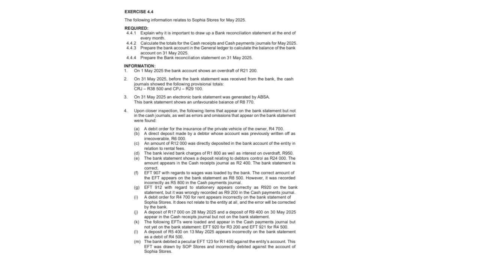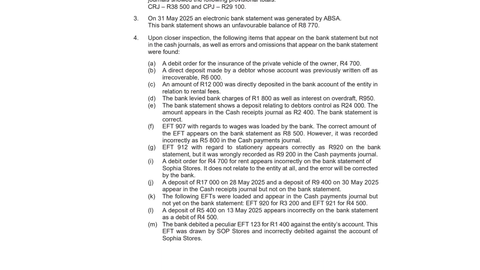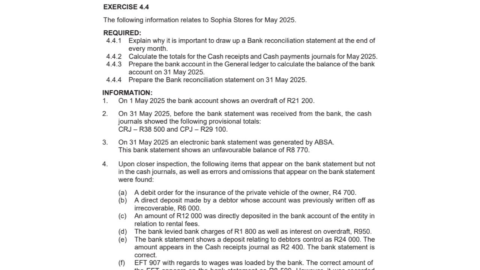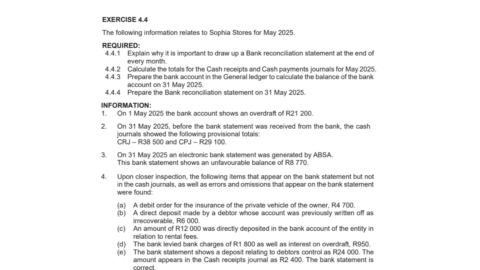Exercise 4.4. The following information relates to Sophia Stores for May 2025. Required. 4.4.1. Explain why it is important to draw up a bank reconciliation statement at the end of every month. 4.4.2. Calculate the totals for your cash receipts and cash payments journal for May 2025. 4.4.3. Prepare the bank account in the general ledger to calculate the balance of the bank account on 31 May 2025. And 4.4.4. Prepare the bank reconciliation statement on 31 May 2025.